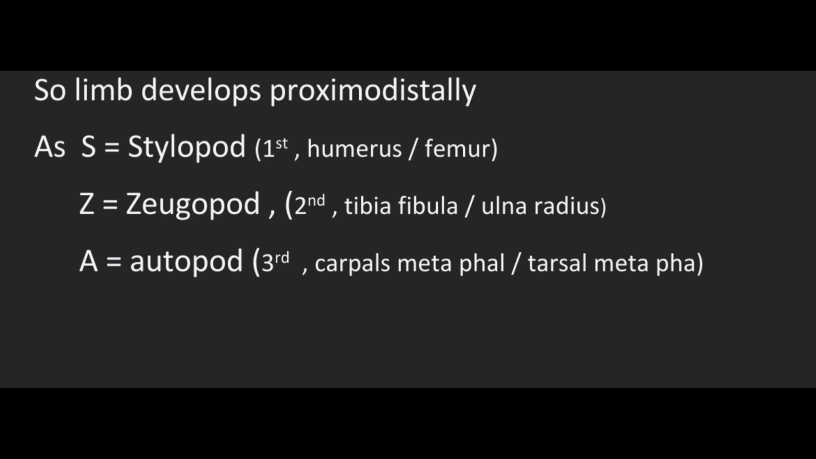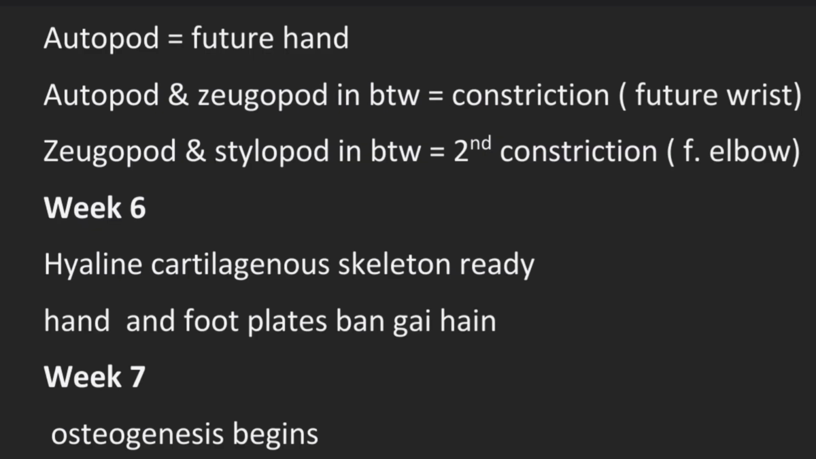And the autopod is the last part to differentiate, and this is the future hand, or the carpals and metacarpals and phalanges in the upper limb, and the tarsals and metatarsals and phalanges in the lower limb. So stylopod, zygopod, and autopod. Now there are junctions between them. The junction between the stylopod and the zygopod. So what is stylopod? Arm. And what is zygopod? The forearm. So between arm and forearm, that constriction would be elbow. And between zygopod and autopod, zygopod is again forearm and autopod is the future hand. So in between them, the constriction would be the future wrist.